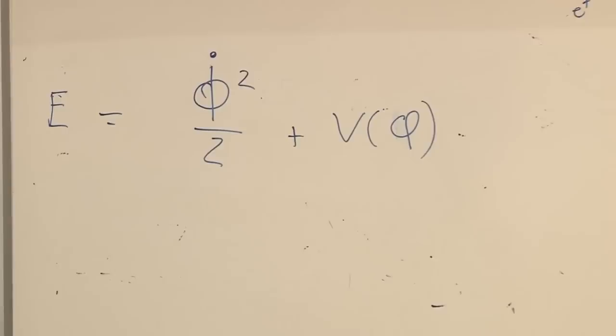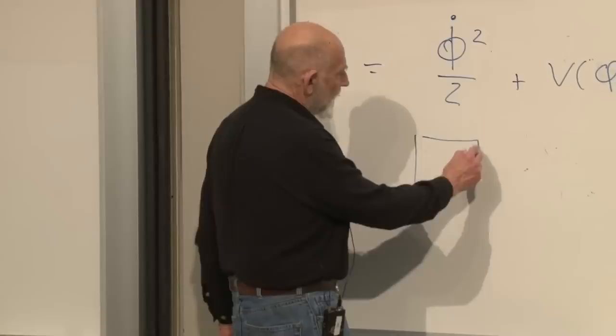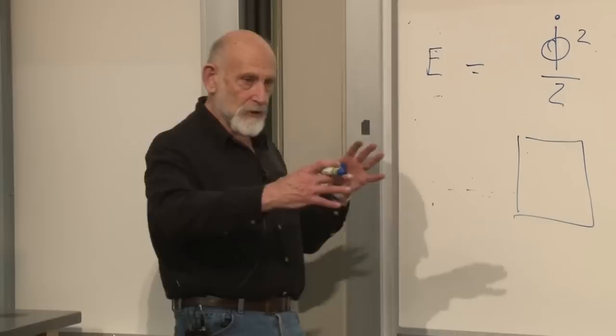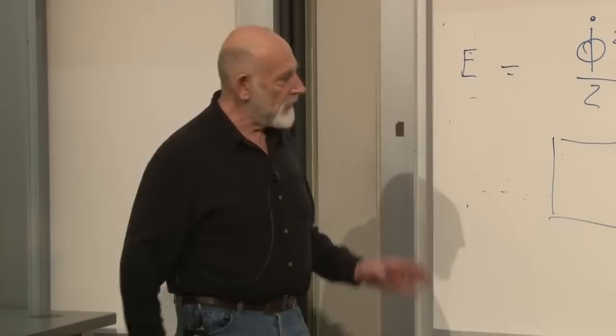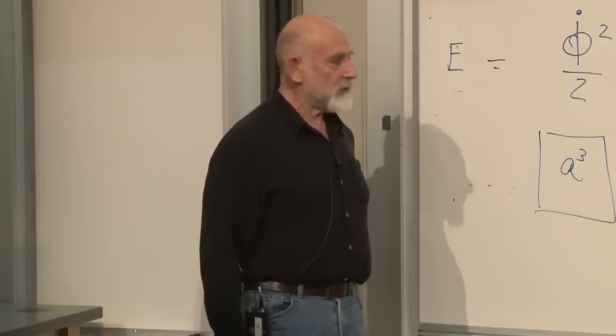Okay. Now, let's follow the field, and let's follow it in a box, in an expanding box. As always, the box that we focus on is expanding with the universe. And how big is it at any given time? How big is that box? That box is of size a cubed, the scale factor cubed. Let's say it's a unit box in coordinate space. The size of the box is a cubed.